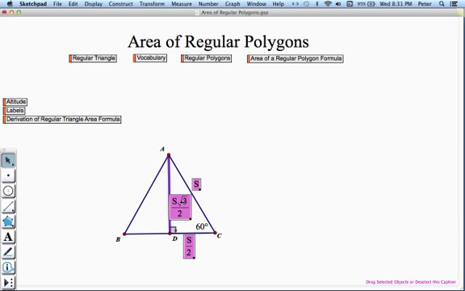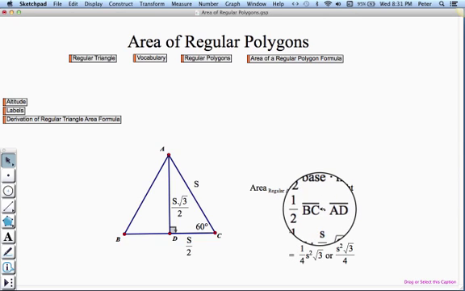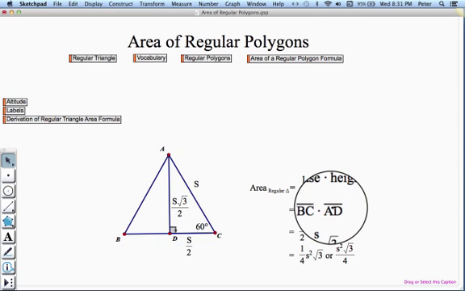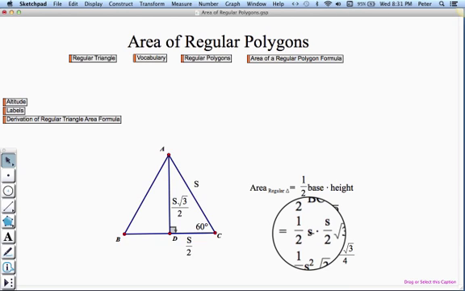Alright, that gives us all the components we need to determine a shortcut formula for the area of a regular triangle. Let's take a look at it. We start off with our basic formula for any triangle, 1/2 base times height. In this particular example, that will be 1/2 BC times AD, because I'm calling BC my base since AD is my altitude. So I know that BC is S, because that's what we've called the length of a side in this particular example.